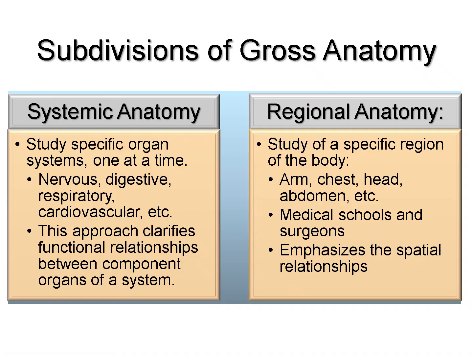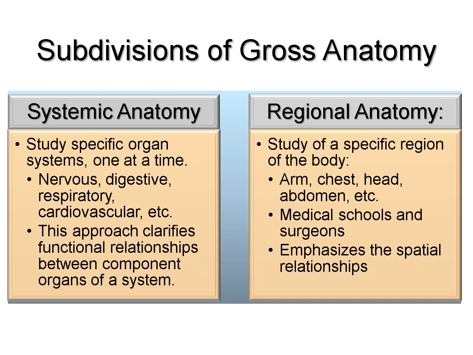Systemic anatomy is the study of entire organ systems, one at a time. This approach clarifies functional relationships between the organs belonging to a particular organ system. The systemic anatomy approach is the one that we will use in this course. For example, we will study the integumentary, skeletal, muscular, and nervous systems this semester.